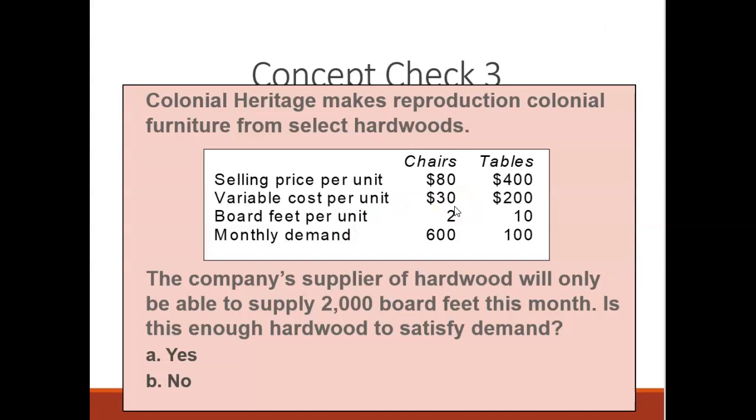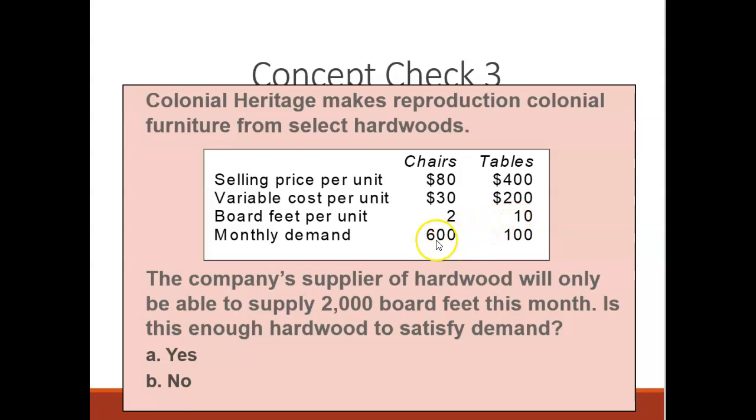I just want to make sure y'all get this. So here's a reproduction colonial furniture company. We're going to make hardwoods, and we can make chairs and we can make tables. The selling price of the chairs is $80 and the variable cost is $30. So the contribution margin for making a chair, 80 minus 30, is $50. The contribution margin for making a table is 400 minus 200, so $200. A chair takes 2 board feet. A table takes 10 board feet.